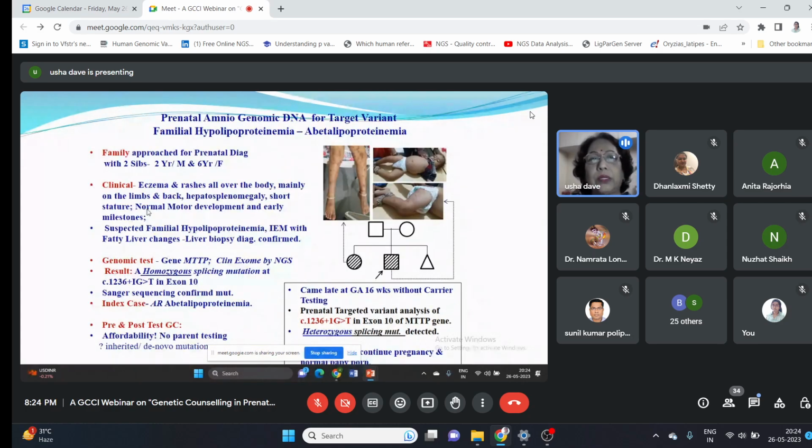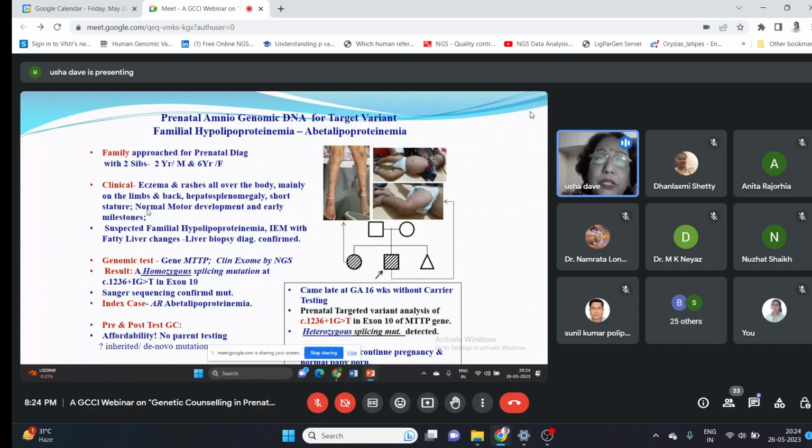Here is the case which I showed you first, in the family where there are two sibs. Now, more than that, though there was a boy and a girl, still the family was interested to go ahead and have a baby. Though the mother was, I had done the counseling with both mother and family separately.